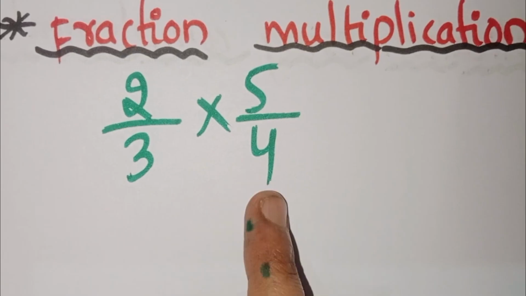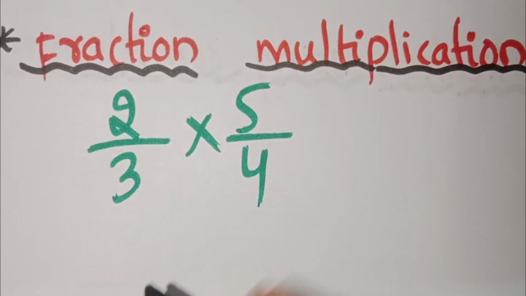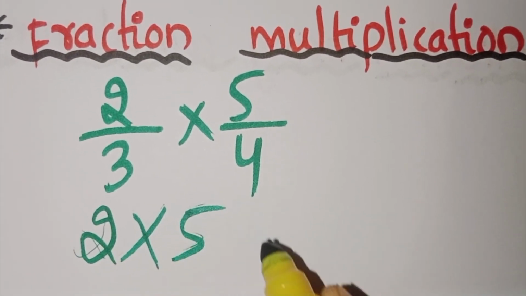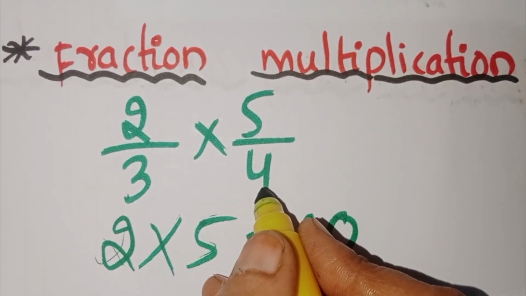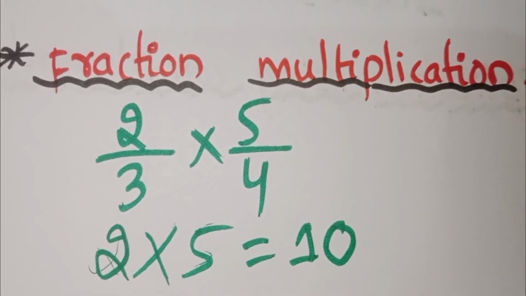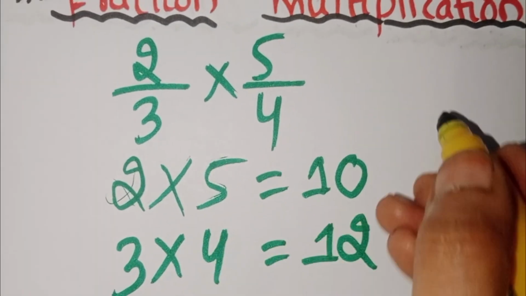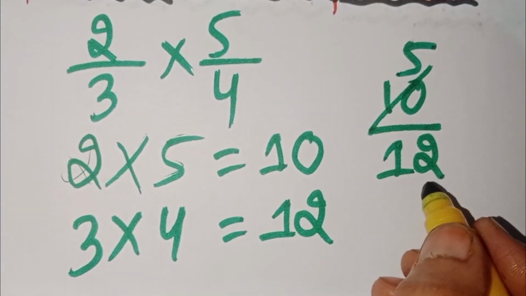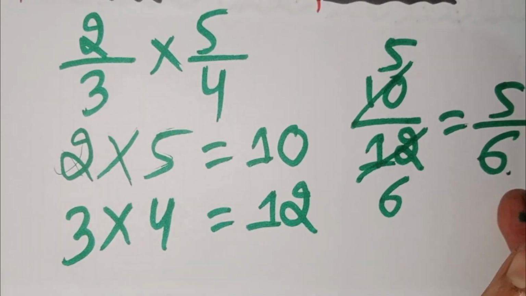Fraction multiplication trick. Multiply the numerators together and multiply the denominators together. If simplification is needed, simplify. Multiply the numerators together. 2 into 5 equals 10. Multiply the denominators together. 3 4s are 12. 10 by 12. 2 5s, 2 6s. 5 by 6 is the answer.